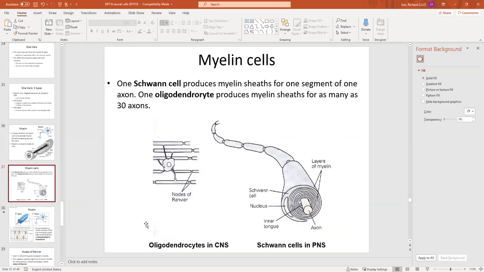All right, so with this one, we know that oligodendrocyte and Schwann cell are different in the way that a Schwann cell has one myelin wrapped around one axon. In the central nervous system, one oligodendrocyte wraps myelin around multiple axons. So it formed this bundle. So we have these white matter tracts. That's a bundle of axons.